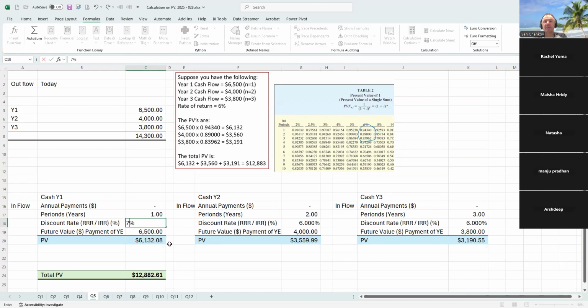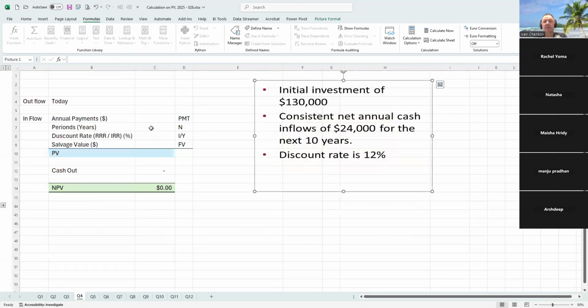If I'm increasing the percentage, the present value gets lower. Make sense? Yes, it does. When I'm reducing the percentage, the present value starts increasing. So let's go with 6% and leave it at 6%. Now let's go here and see this calculation.